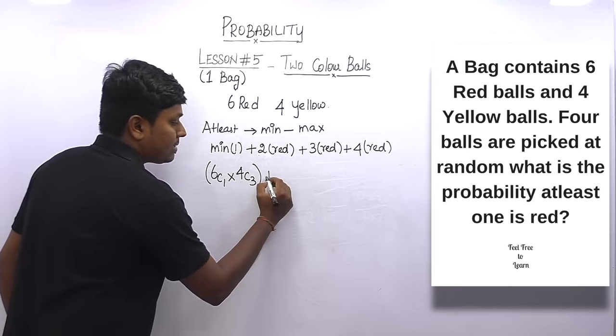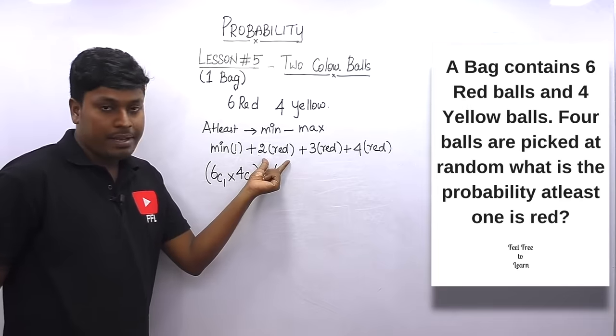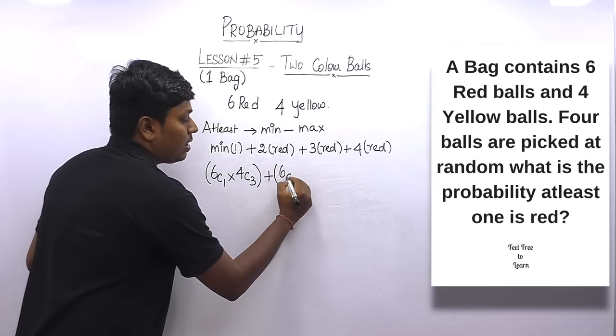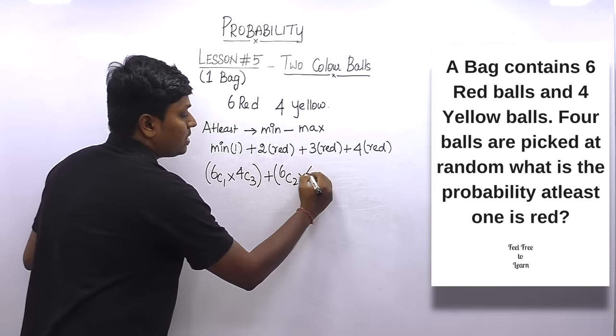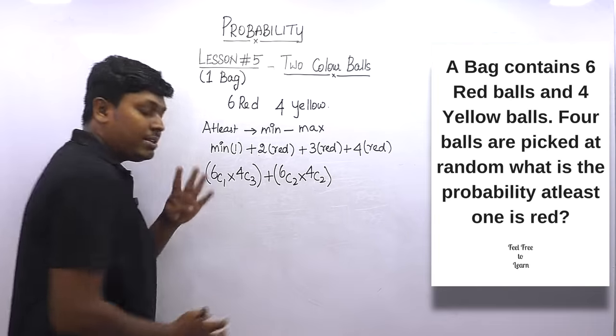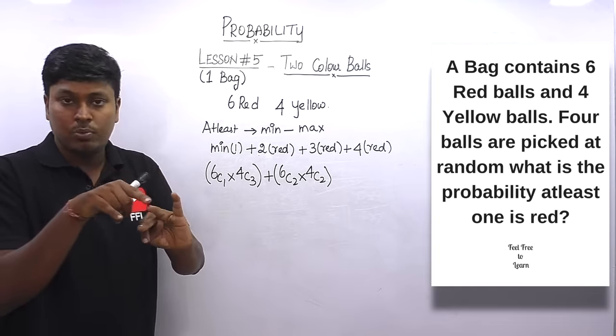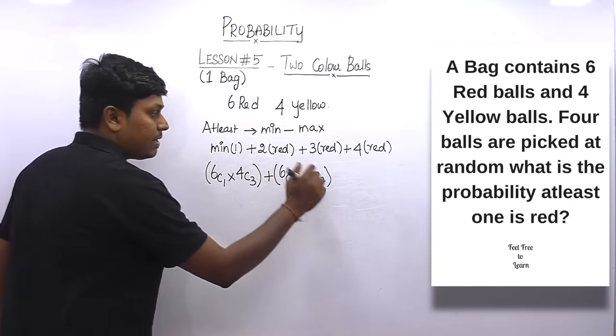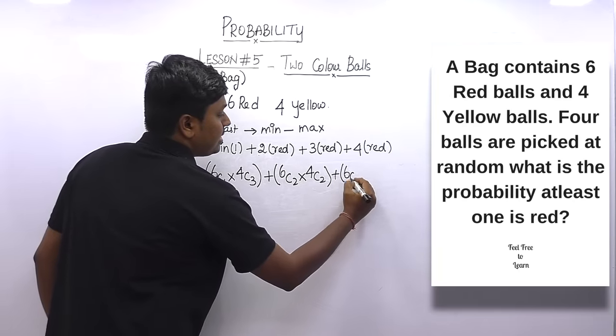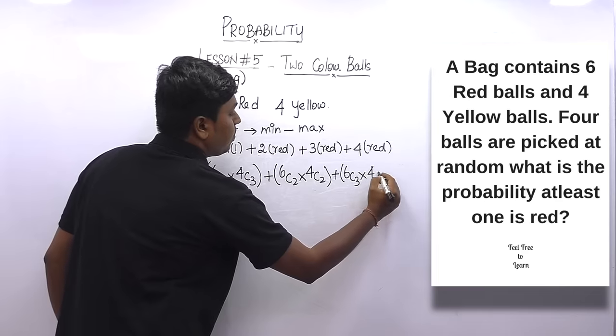So here plus. Next condition, 2 can be red. So 6C2, and the remaining is 4C2. Got it? So out of 4 balls, our target is to pick 2 red. According to the condition, 2 to be red. What are the remaining balls? 2 balls, or 2 from the yellow. So third condition, 3 to be red. So 6C3 and the remaining 1 ball, that is from the 4 yellow.